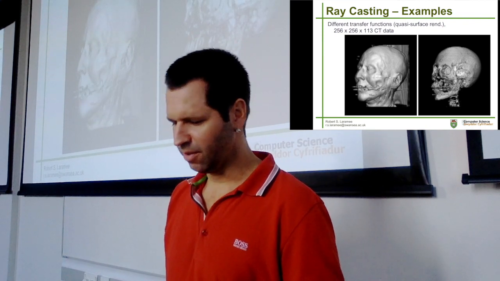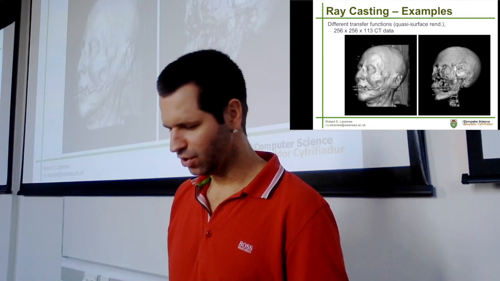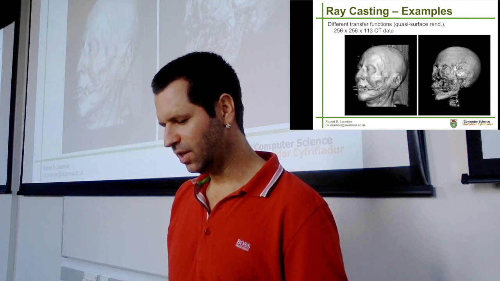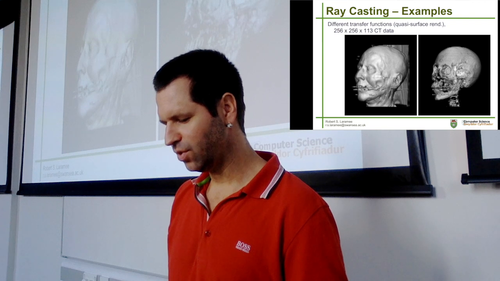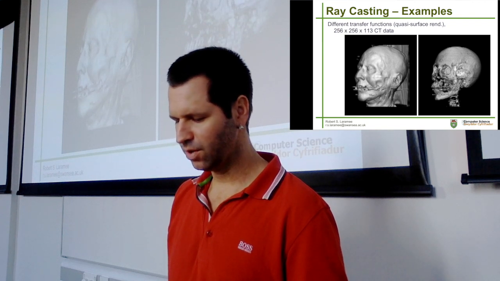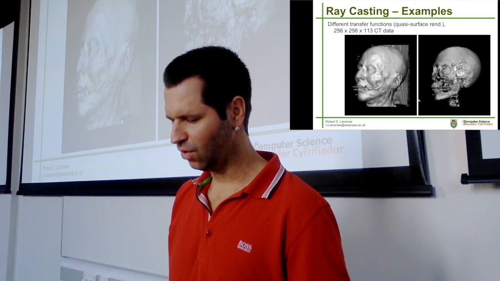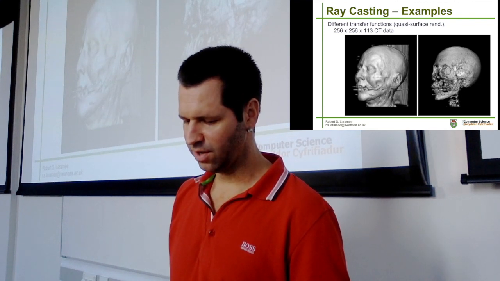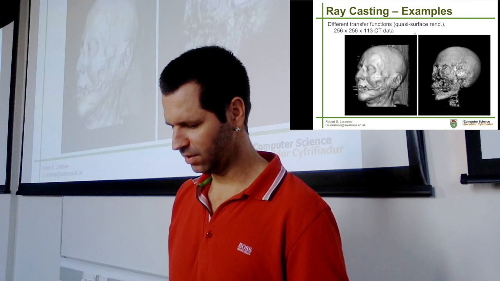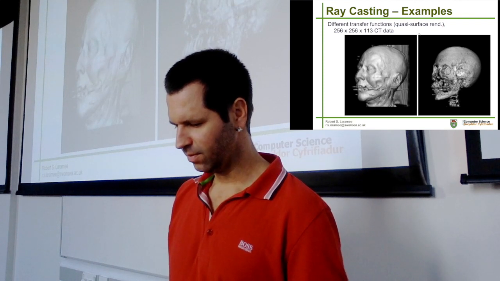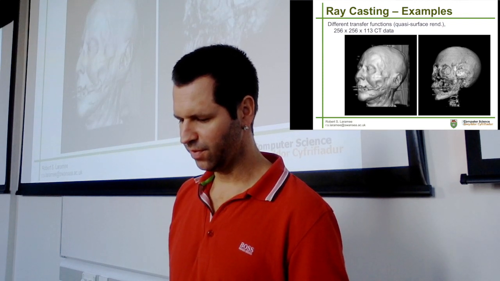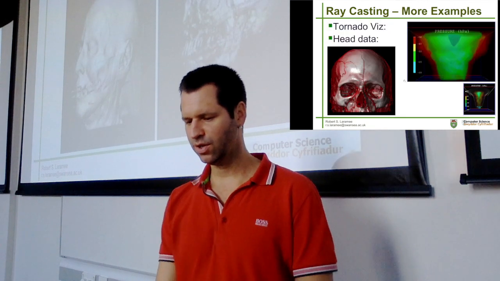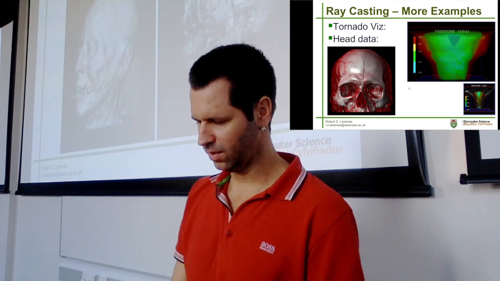But you can see some artifacts in these images too. There are some aliasing artifacts. Like these lines, you know, those are not natural, right? Those are man-made artifacts. Those don't exist in nature. So that's an aliasing artifact, and there are some other aliasing artifacts, right? So this is a 256 by 256 by 1113 computer tomography data set.